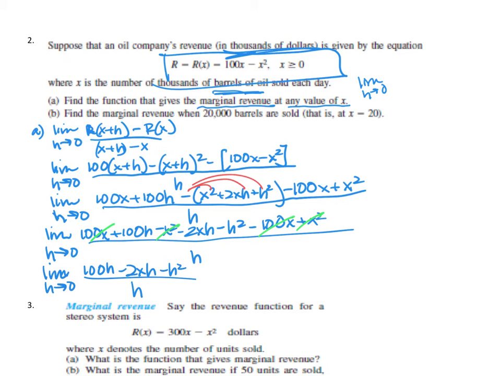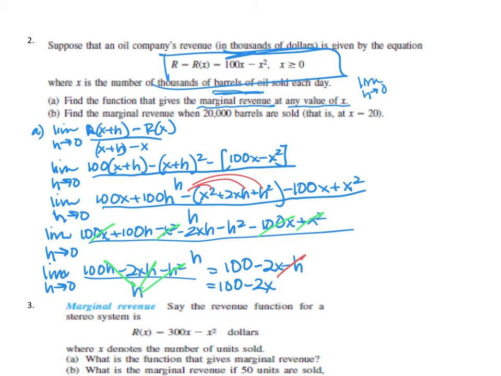Now when we simplify, remember the h has to be in every term in order to be able to do that simplifying. So we are left with 100 minus 2x minus h. And we are doing the limit as that goes to 0. That h goes to 0, so we are left with 100 minus 2x. So that is the marginal revenue function.